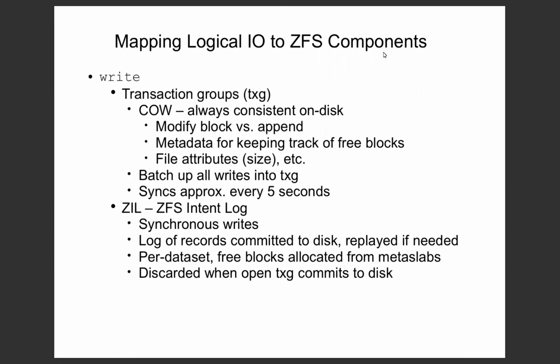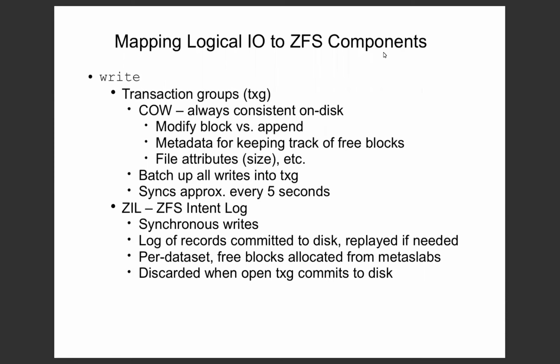So, there's various things that can be happening when you're doing writes. You can be modifying a block in the middle. You could be appending onto the end of a file. There's metadata that has to be updated to keep track of free space, file attributes. There's a bunch of things that happen when you're doing writes. And so all of that is getting put together into this transaction group, which is going to be written as an atomic transaction when that transaction group actually goes out to disk.